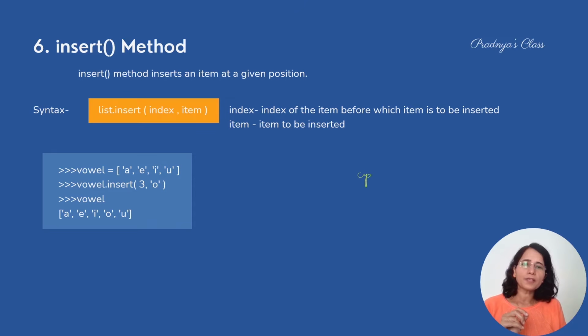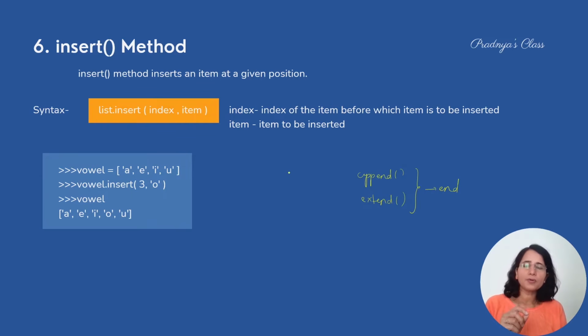We studied two methods to add elements to the list. One is append and one is extend. But what's the problem with these two methods? It adds the elements at the end of the list. But what if I want to add the elements at the specified location?